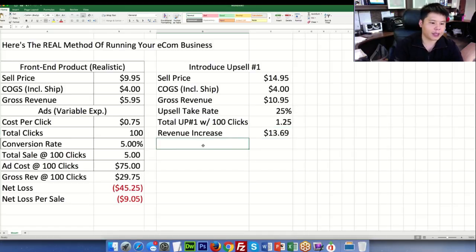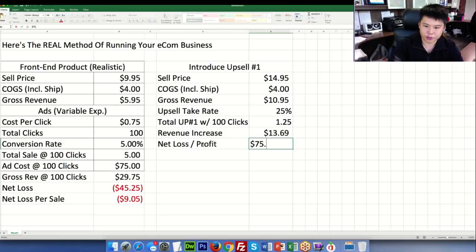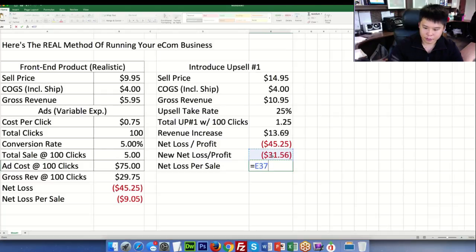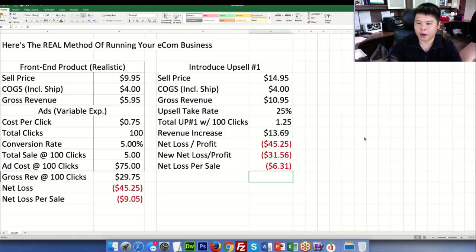And with that, here's what happens. Your net loss slash profit previously for this was negative $45.25. And now the new net loss slash profit is going to be this plus this, equal to $31.56. So your net loss per sale is now theoretically divided by 5. It's now from $9 to $6.31 right now.